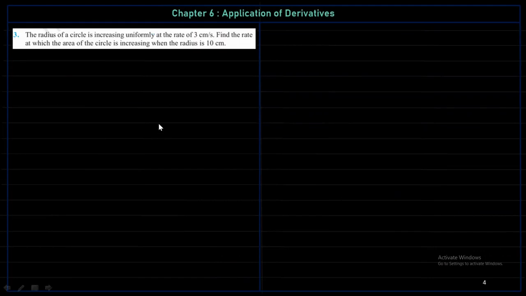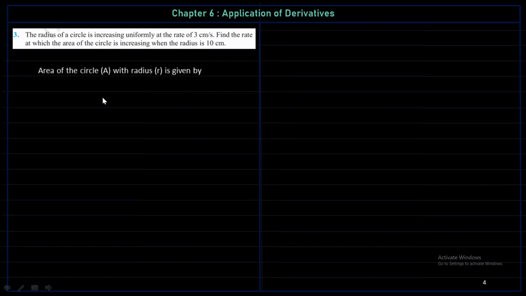The third one. The radius of the circle is increasing uniformly at the rate of 3 centimeters per second. Radius is increasing. So what is given? dr by dt is given to you. Find the rate at which the area of the circle is increasing, as in dA divided by dt. dA over dt is what you have to find out, right?